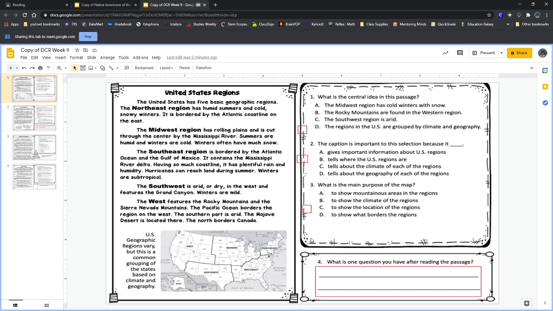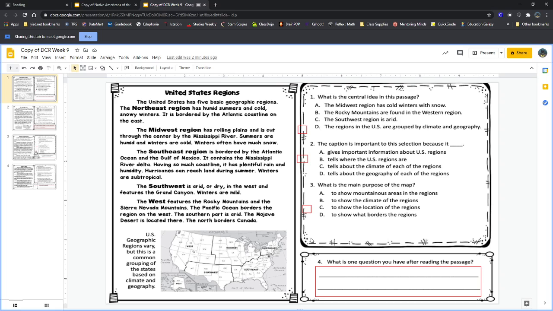United States regions. The United States has 5 basic geographic regions. The Northeast region has humid summers and cold, snowy winters. It is bordered by the Atlantic coastline on the east. The Midwest region has rolling plains and is cut through the center by the Mississippi River. Summers are humid and winters are cold. Winters often have much snow.